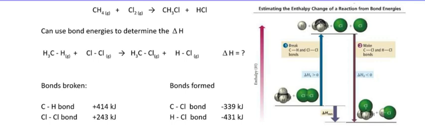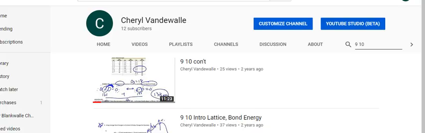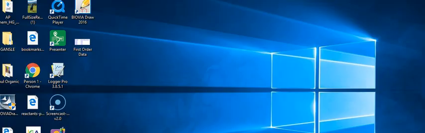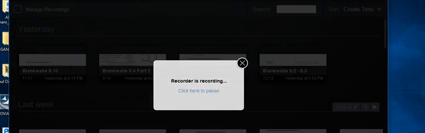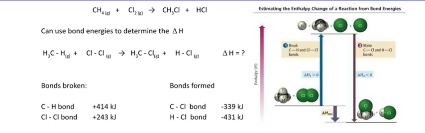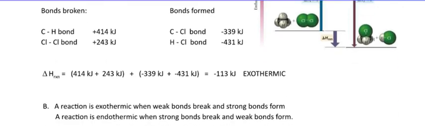So it says the reaction is exothermic. Oops, sorry. Sorry about that. That was kind of crazy here.